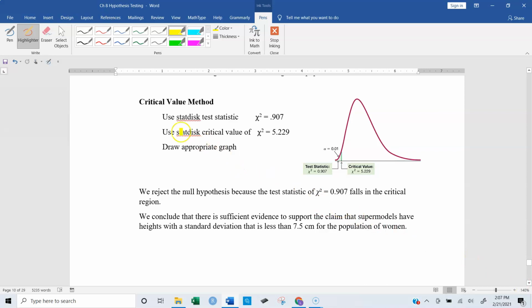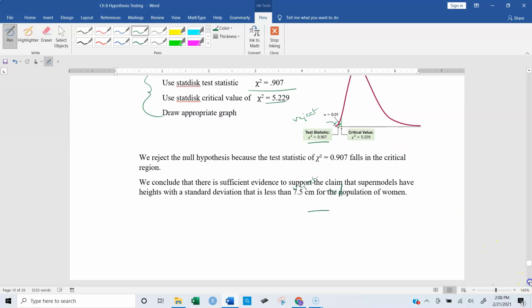When you look at StatDisk, you're on StatDisk underneath your data, you had a test statistic of 0.907. So 0.907 was right here. Our critical value is 5.229. It could be anywhere. I could have put it higher if I wanted, which is here. So when we look here, this is our rejection region. Since our test statistic falls in our rejection region, we reject the null, which is exactly what we said above. Just another method of getting there.